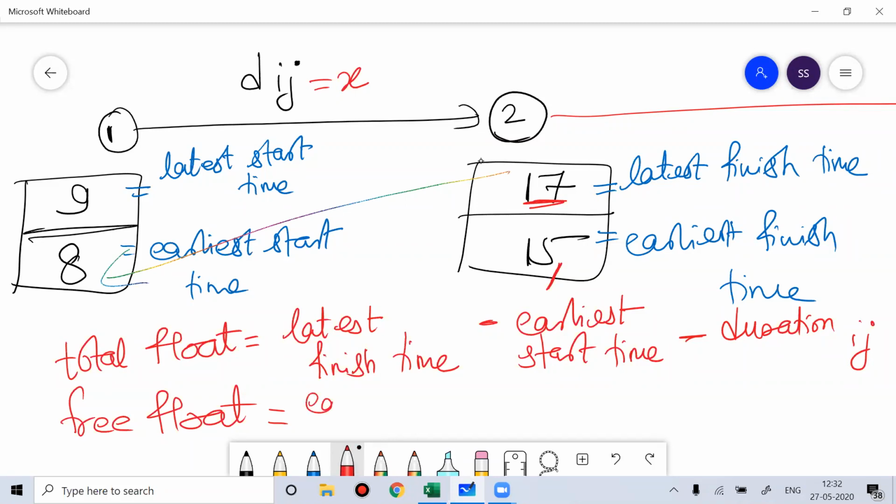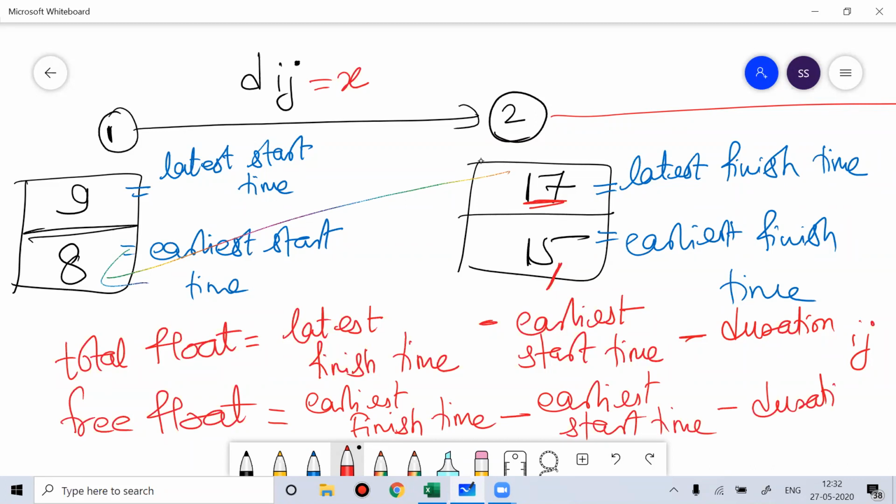Free float is the earliest finish time minus the earliest start time minus the duration. This is called free float. So in free float, you go like this: 15 minus 8 minus duration. So total float is latest finish time minus earliest start time minus duration. Free float is earliest finish time minus earliest start time minus duration.